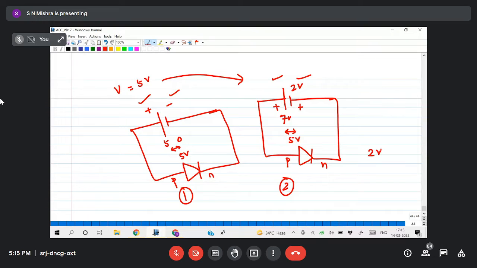Suppose 2 volt, what does it mean? What do you understand by voltage between 2 points? Who asked me? Suppose I am saying between 2 terminals, I am giving 2 volt. That means the potential difference between 2 points is 2 volt.